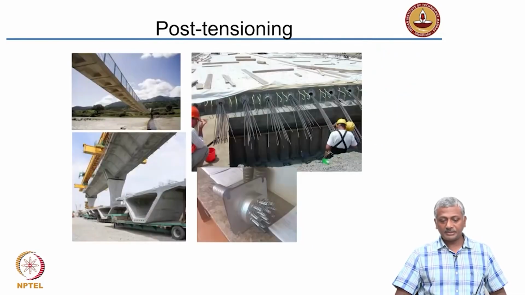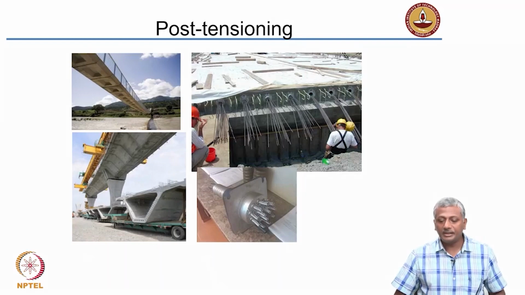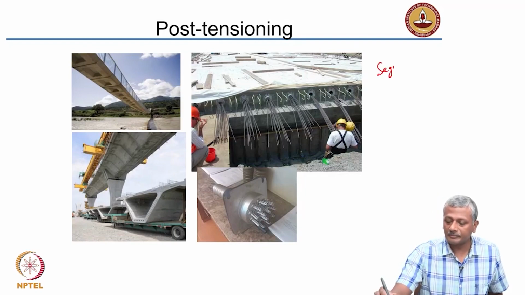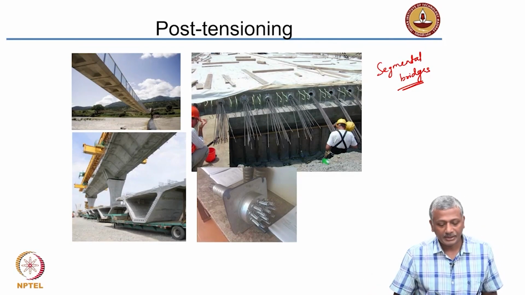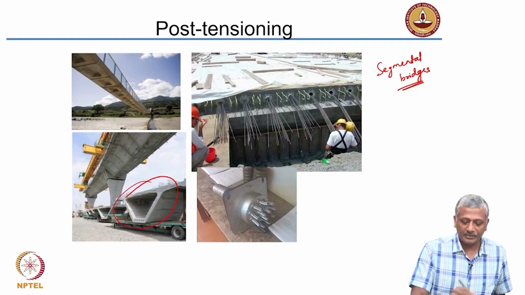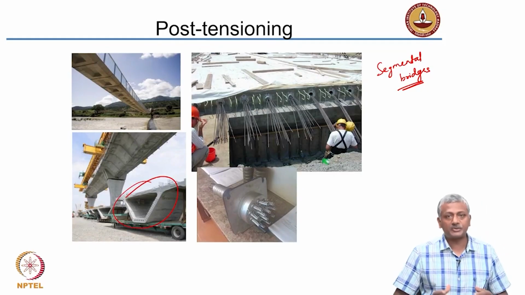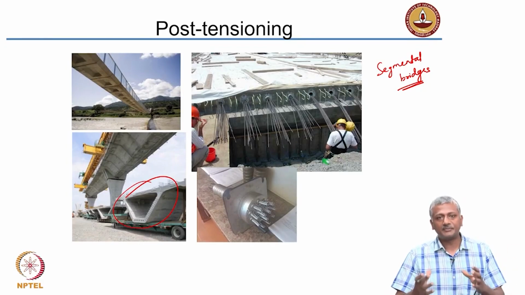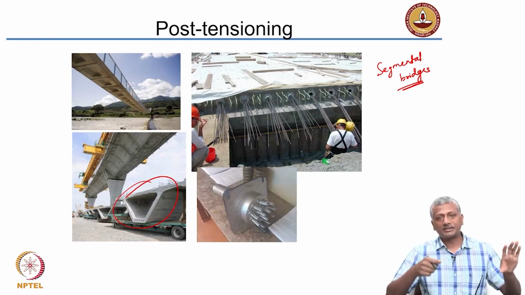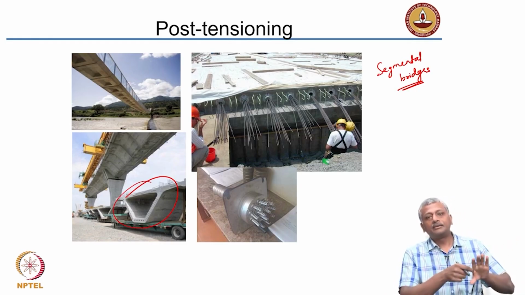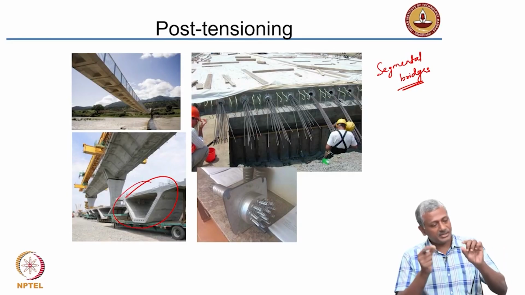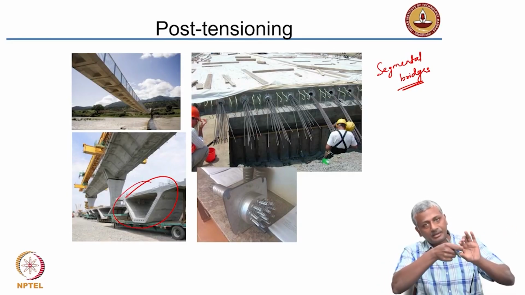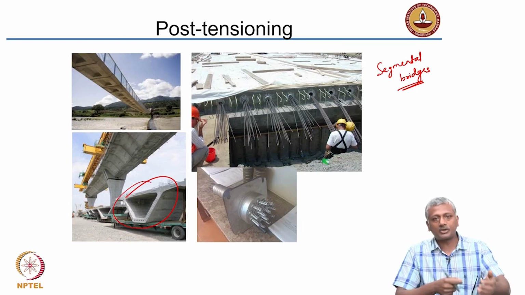What about post-tensioning? Post-tensioning is what you see commonly in your segmental bridges. I had shown you an example in the first part on the concrete lecture. So, your segmental bridges are here, right. These segments are cast at the factory, transported to the site, and then stitched together. It is almost like stringing beads, right. You take beads, put them on a string, and tighten the beads against each other. That is what you are trying to do here.